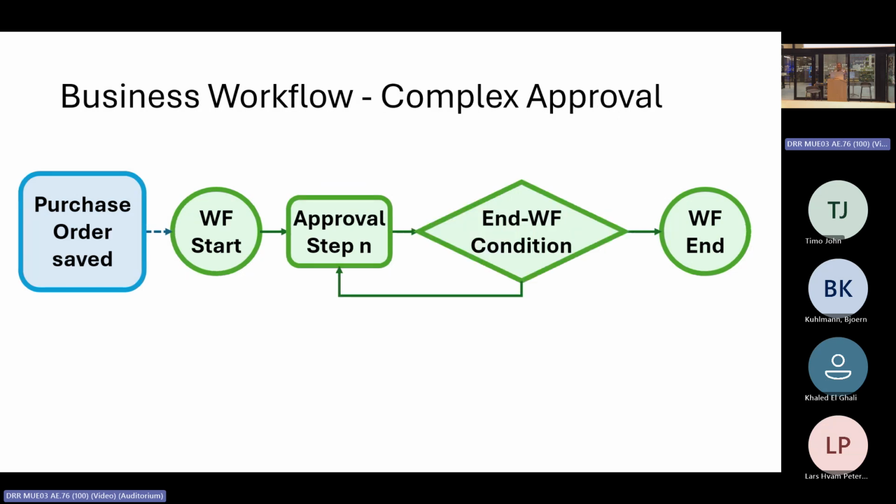And also something like complex approval. One example is loop approval. So we have some end workflow condition, and we can have 5 steps, 10 steps, and so on. So this is also really complex for flexible workflow. And yeah, we need to modify it.